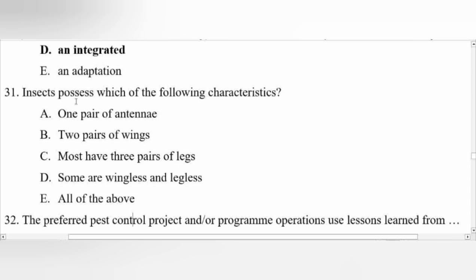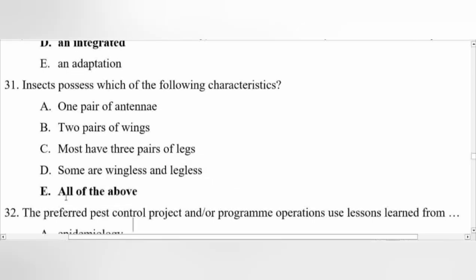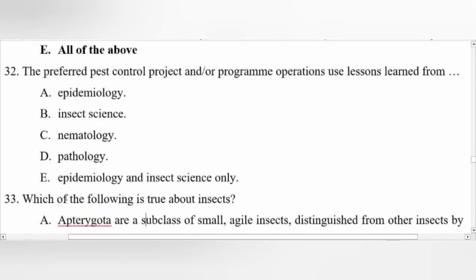In actual fact, we can describe insects as having one pair of antennae. We can describe insects as having two pairs of wings. You can see that most insects have three pairs of legs for sure. We can see some are wingless and some are legless. It is true. So we can choose this one as our best option for question number 31.